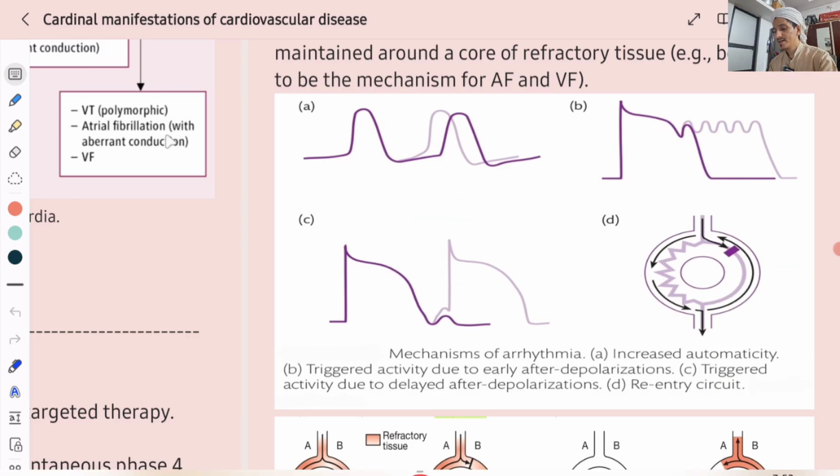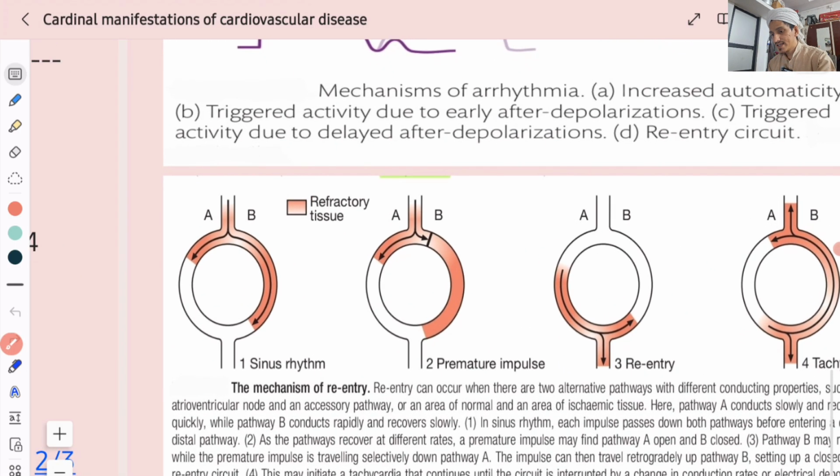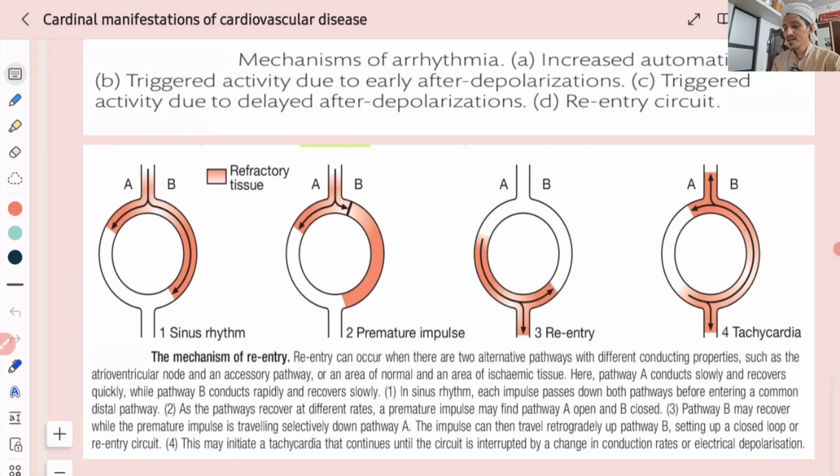We will understand this re-entry phenomena in a little more detail with this diagram. See this. Re-entry can occur when there are two alternative pathways with different conduction properties, such as the AV node and accessory pathway. This is important. This is a very good example for AVRT, atrioventricular re-entry tachycardia. AV node and accessory pathway, or an area of normal and an area of ischemic tissue. In this diagram, pathway A conducts slowly, so this is the slow pathway, and recovers quickly, while pathway B conducts rapidly, so this is the fast pathway, and recovers slowly.